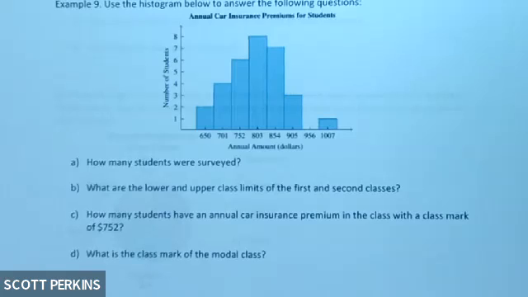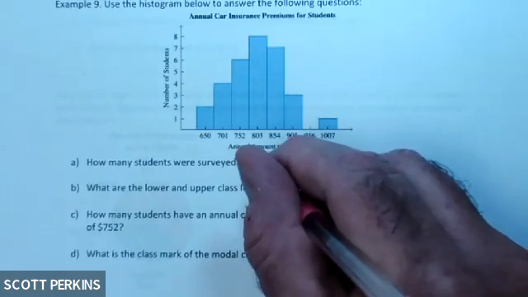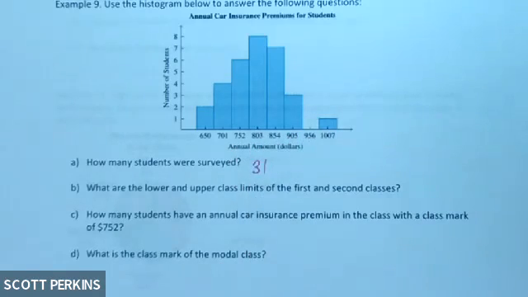All right, how many students do you propose or have been surveyed? 31. Where'd you get 31 from? Perfect, well said. We just add up all the frequencies. So just in case you didn't quite get that, okay, so if you did, fantastic.